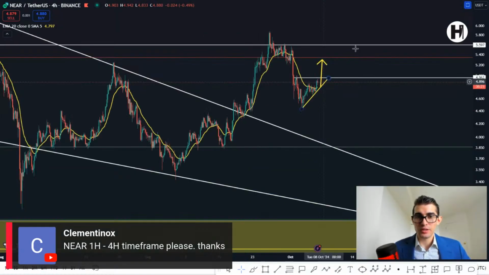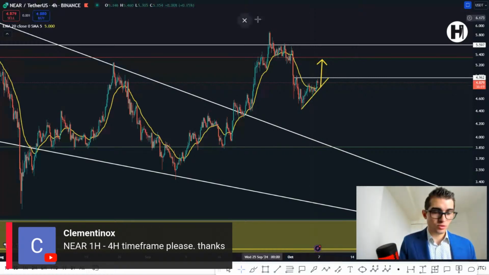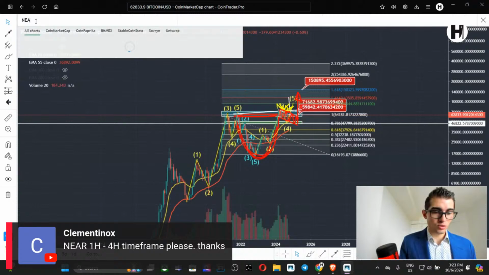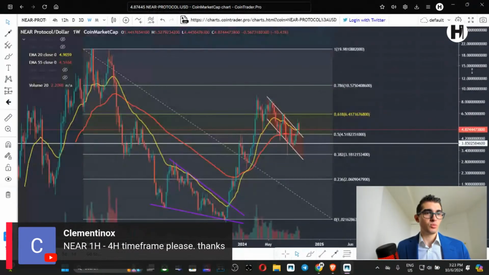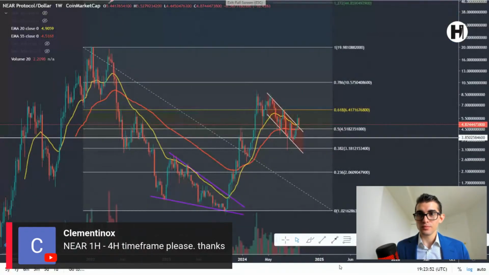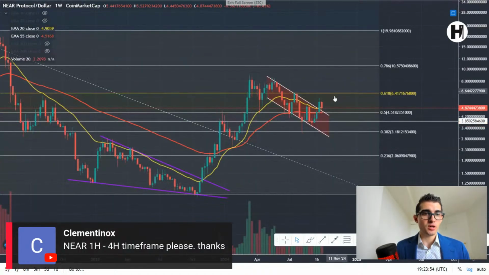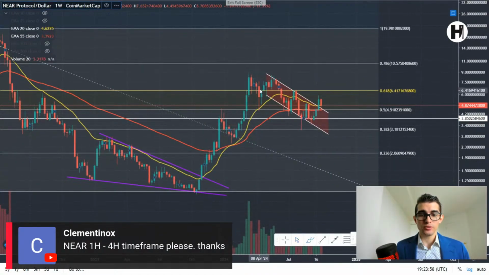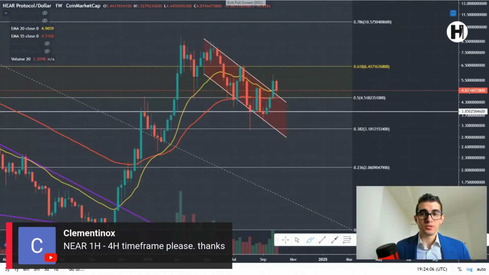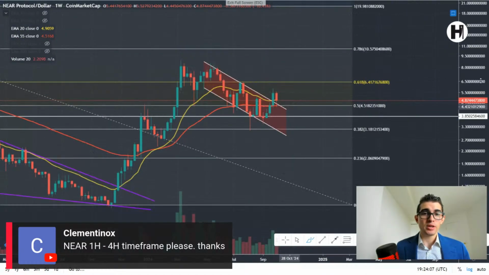And we're sitting at, or just above, the 20 EMA here as well. But let's switch over to CoinTrader, and I want to take a look at the weekly here. So Near Protocol, just like a lot of other coins, has broken out of its channel down pattern. And now it's coming back down to retest it as support, which is all good. This is what you need to see after a breakout.